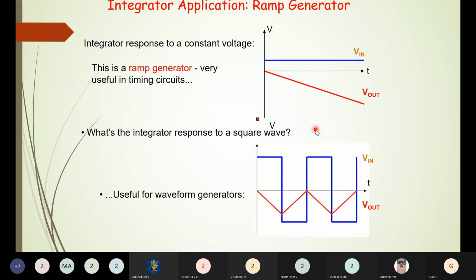And whenever you want to generate a triangular wave, that can be generated by giving a square input to your integrator circuit. It means when I give a square wave as an input to an integrator, my output will be a triangular wave. So when you want to generate triangular waveforms, I can use an integrator. Both ramp and triangle, mostly it will be used in waveform generators, timing circuits and so on.